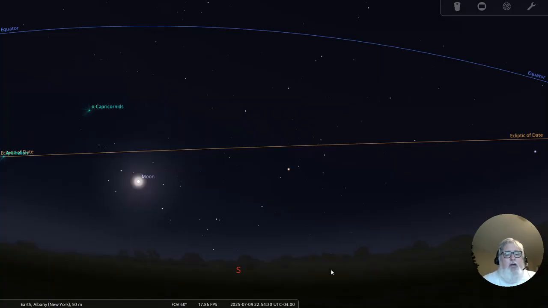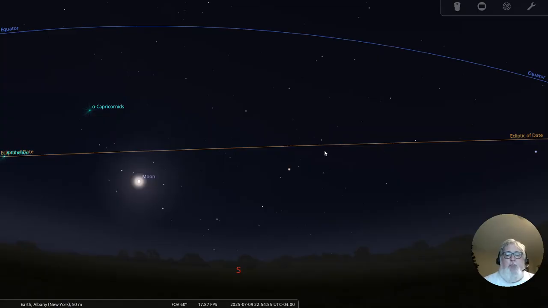Okay, so right now we have our night sky set up for Albany, New York. We're facing south and looking upward. Over here you can see there's this teapot shape. We call that an asterism. Now, that asterism is an apparent pattern in the sky that we can see.